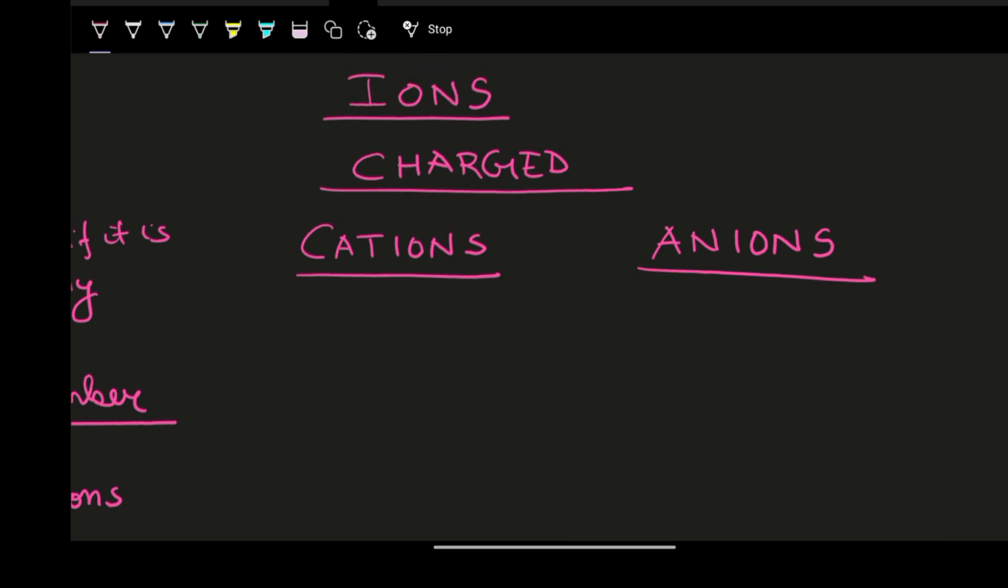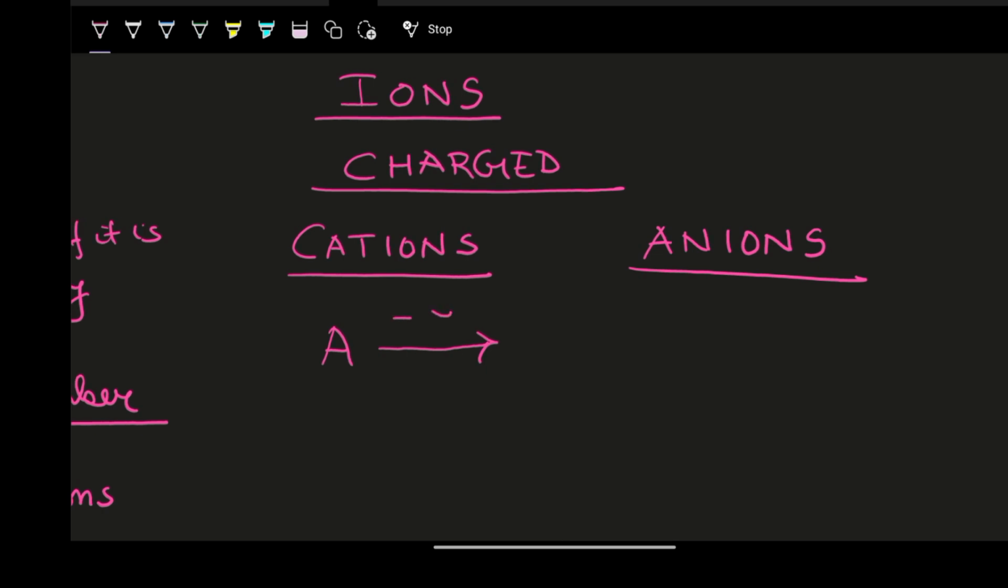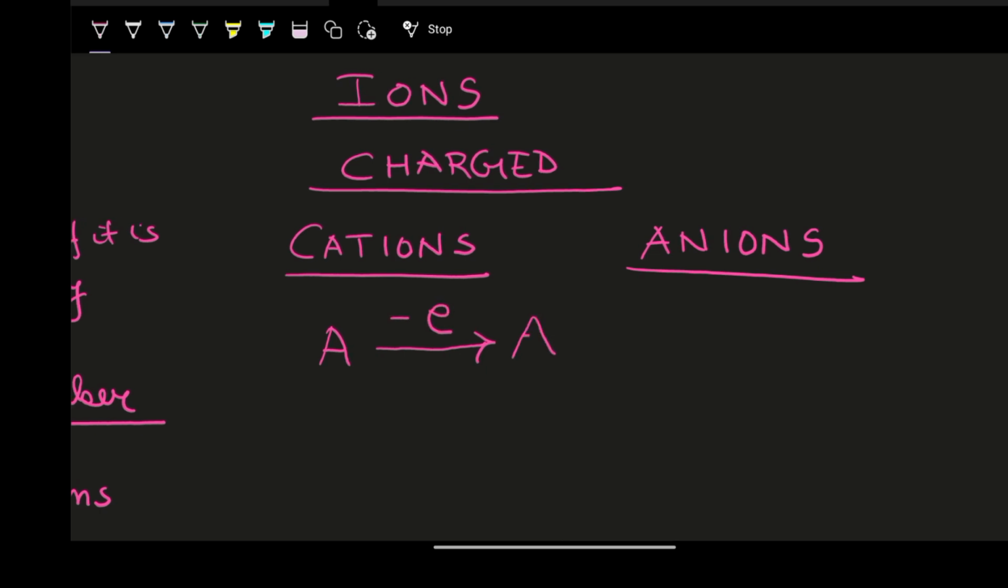Now, how are positively charged ions formed? Suppose A is a neutral atom. Now, if A loses an electron, then it will form one positive charge above it. Why? Because previously in the neutral atom, the number of protons and electrons were equal. But now the number of protons has become greater than the number of electrons, by one extra.